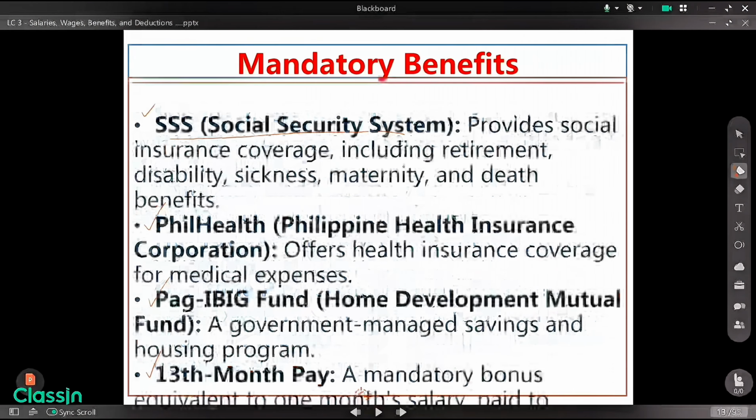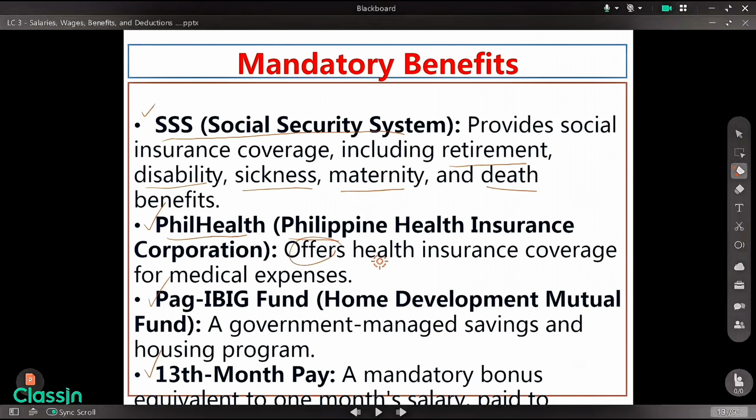Okay, let's go back to discuss each. In SSS, it is an insurance coverage including retirement, disability, sickness, maternity, and death benefits. And for PhilHealth, also known as Philippine Health Insurance Corporation, it offers health insurance. And for Pag-ibig Fund, Home Development Mutual Fund, a government-managed savings for the housing program. And of course, the 13th-month pay, a mandatory bonus.